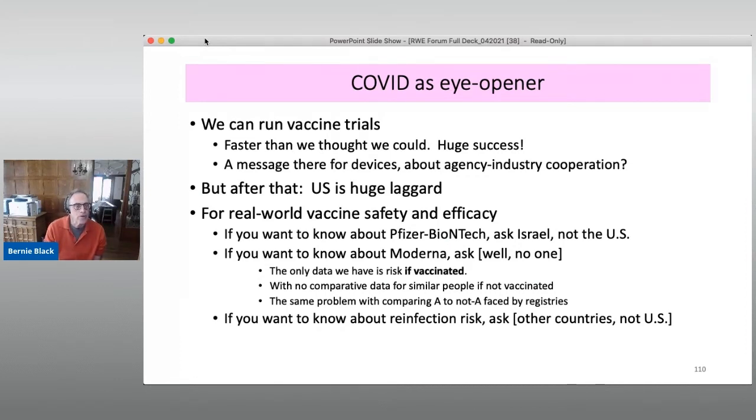If you want to ask about Moderna, well, nobody really to ask because it's mostly used in the US. The only data we have is risk if vaccinated, with no comparative data for the control group of similar people not vaccinated. That's the same problem for devices as comparing A to not A. The CDC can tell you about outcomes for vaccinated people and can tell you nothing about outcomes for non-vaccinated people. If you want to know about the risk of being reinfected if you're already infected, there are studies from a bunch of other countries and nothing from the US. Next slide.